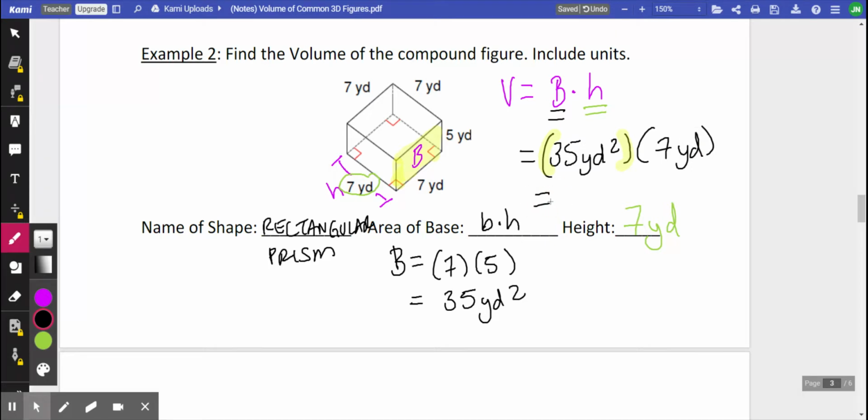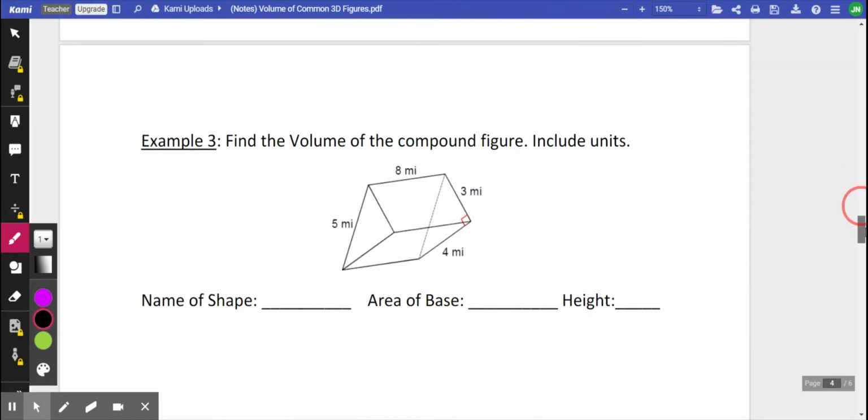So the final volume would be 35 times 7. Let me get my calculator going. 35 times 7 is 245. So the volume for this is 245 yards to the power of 3, so yards cubed. What that means is that if this box were in real life, 7 yards this way, 5 yards this way, and then 7 yards inwards, you would be able to fit 245 cubes of 1 yard cubed each, if that makes sense. So 1 yard by 1 yard by 1 yard boxes, you're going to be able to fit 245 in there.